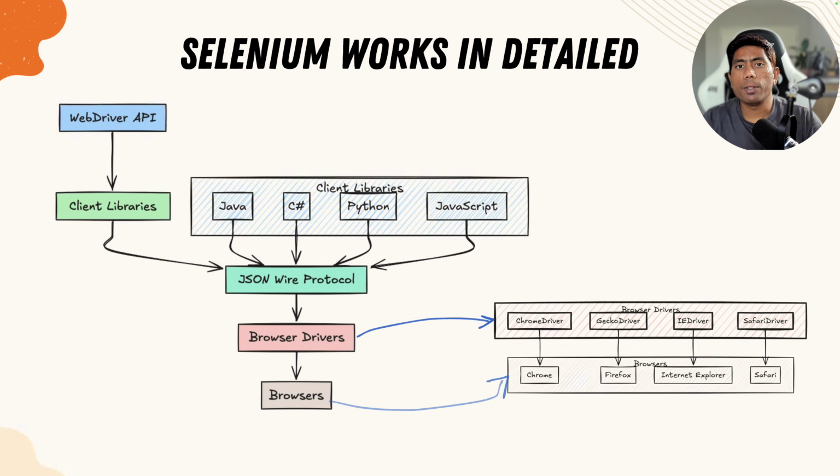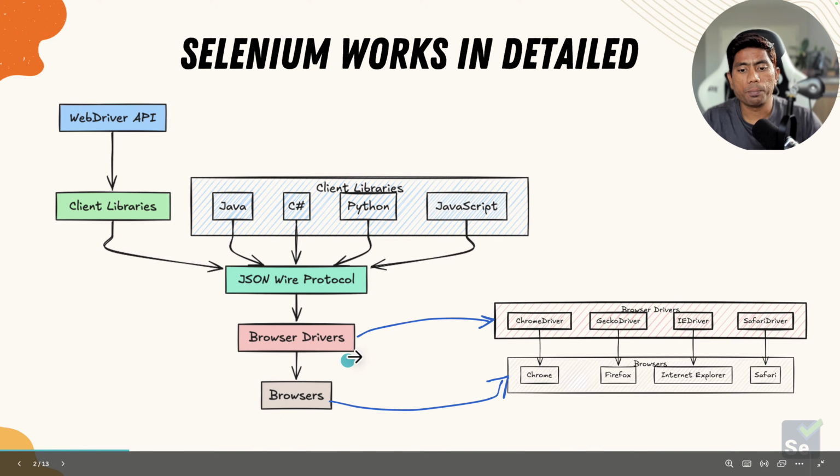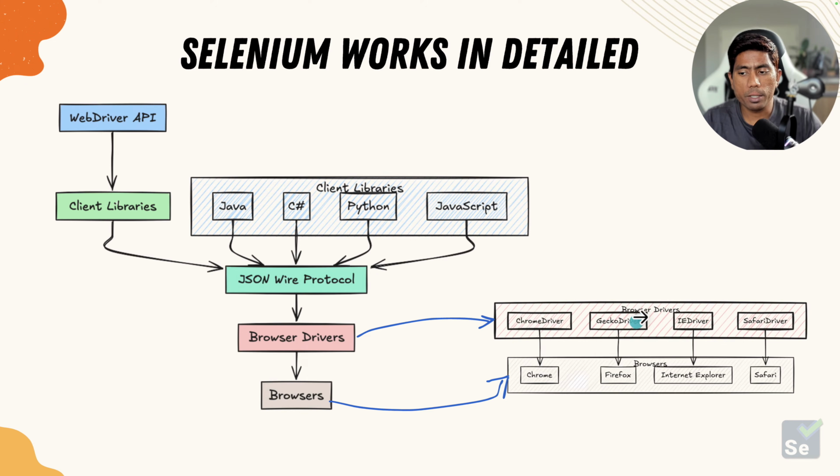Well, if you remember, in our last lecture we were talking about how Selenium works in detail, where we told you that there is a WebDriver API, which is going to talk with the client libraries, and these client libraries are written using Java, C#, Python, or JavaScript. Then these client libraries invoke a JSON wire protocol, which then invokes a browser driver for us, and that's going to launch the browsers, right? These browser drivers, like Chrome driver, Gecko driver, IE driver, and Safari driver, are the ones responsible for spawning these browsers for you, like Chrome driver.